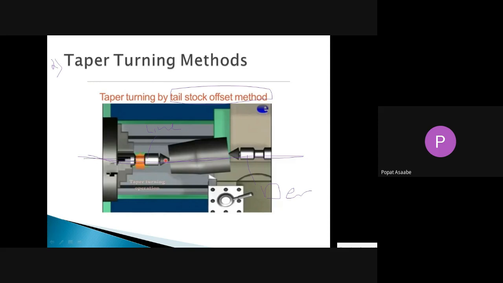Okay, see here, this is the axis line. In general, the axis of that live center and the axis of that dead center will be in one line. But during this method, we have to move this tailstock center in this direction or this direction. Means from this center line we have to move the tailstock center away in this direction, or we can also move this tailstock center in this direction.